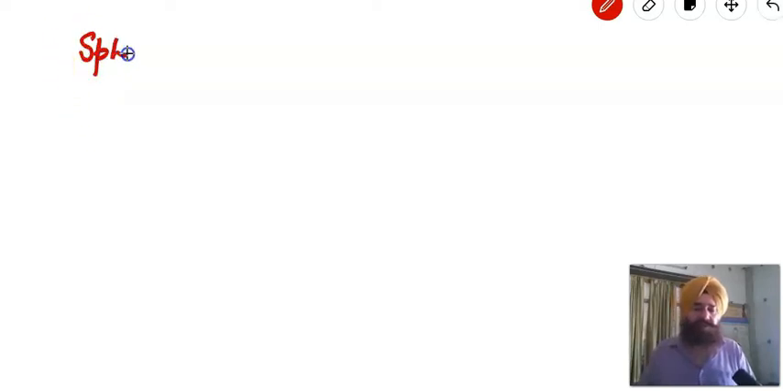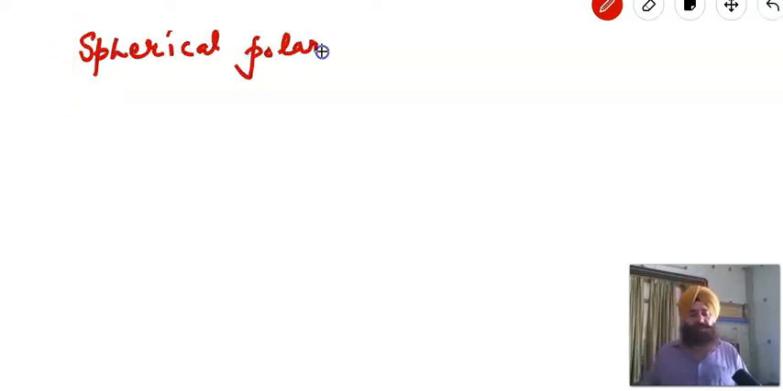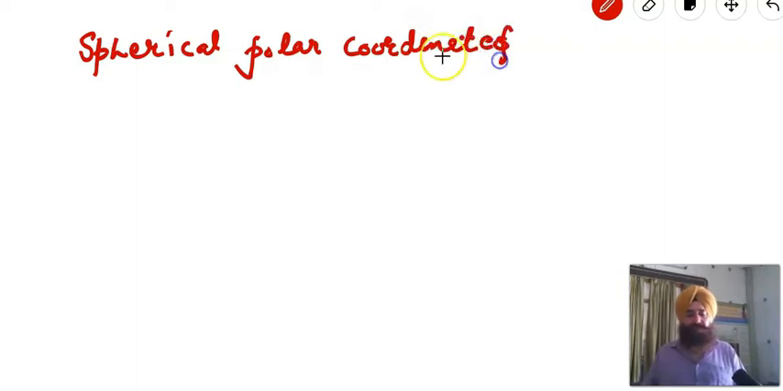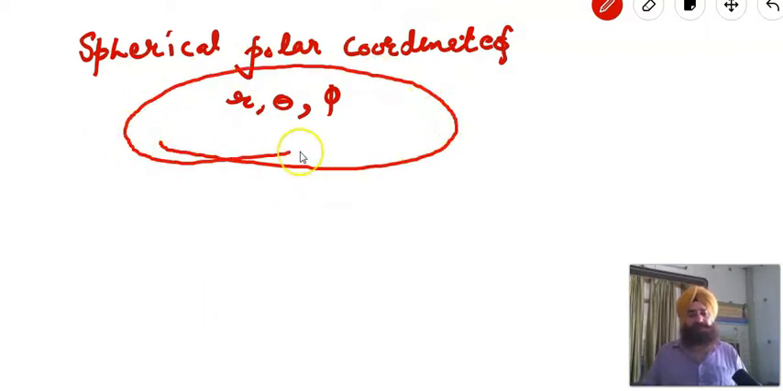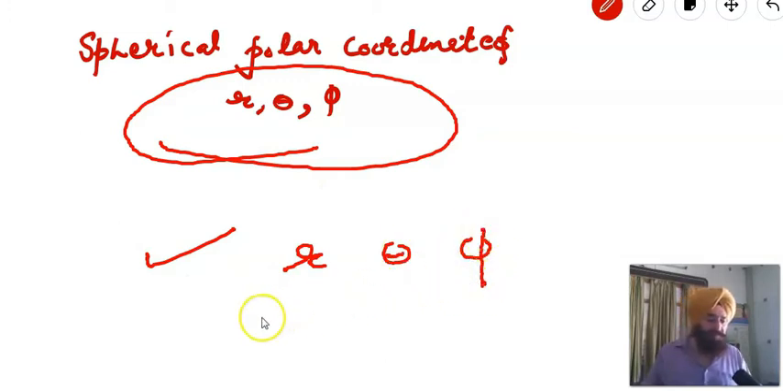So my dear friends, today I'm going to find a relation between spherical polar coordinates and Cartesian coordinates. You know, spherical polar coordinates are r, theta and phi. You can fix any position of any particle with the help of r, theta and phi. Spherical polar coordinates are used in those problems in which there is no preferred direction of motion, that is, which have spherical symmetry.